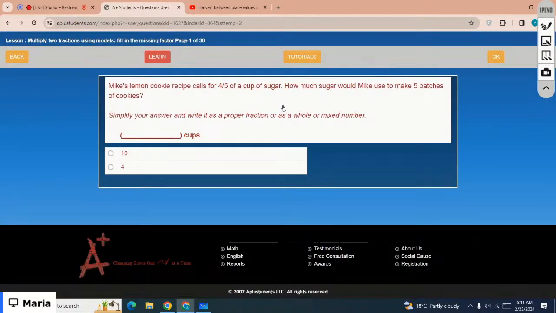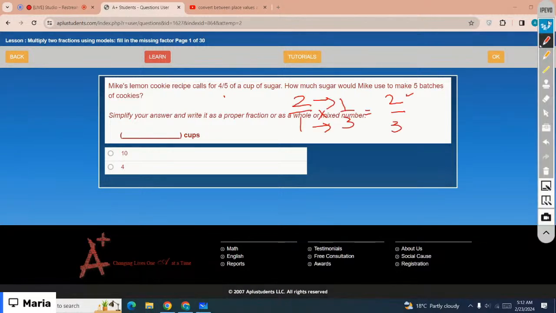Okay, Mike's lemon cookie recipe calls for 4 by 5 of a cup of sugar. How much sugar would Mike use to make 5 batches of cookies? So for one batch, he has to use 4/5 of the sugar. Then for 5 batches, he has to do 5 times 4 over 5. Got it? Because for one batch, he uses 4/5 of the sugar. You have to see how much sugar Mike would use to make 5 batches of the cookies, right?